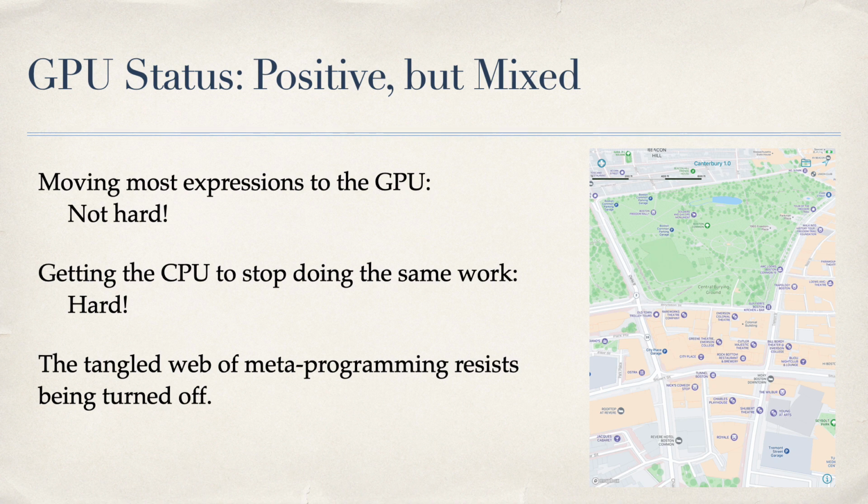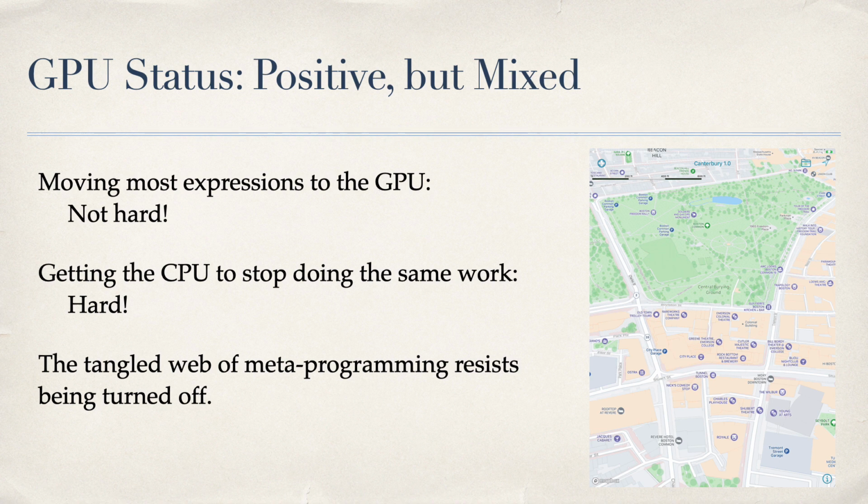Moving expressions to the GPU is actually not that hard. Anything that's based on a single value, like a zoom level, is actually pretty easy to move over to the GPU. You just have to communicate the bits you want to move over and then have it do its thing. But here's the weird part. Getting the CPU to stop doing the same work that it was already doing is actually very hard.